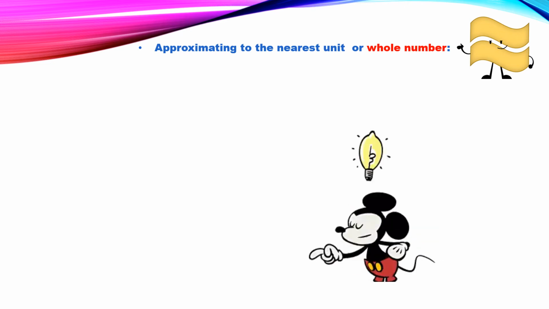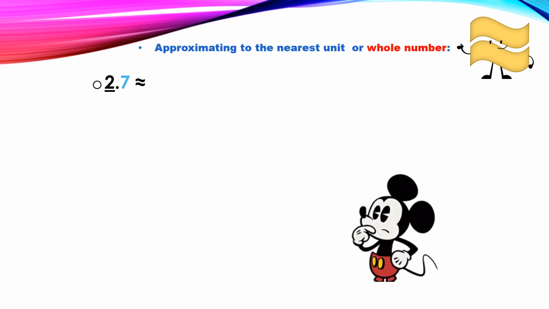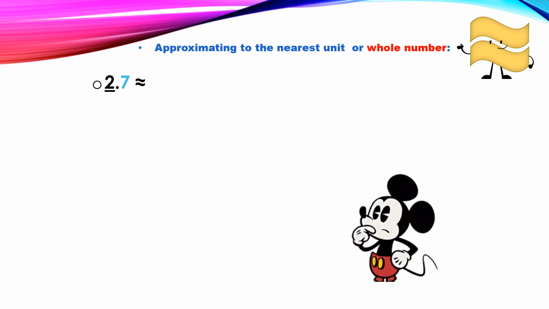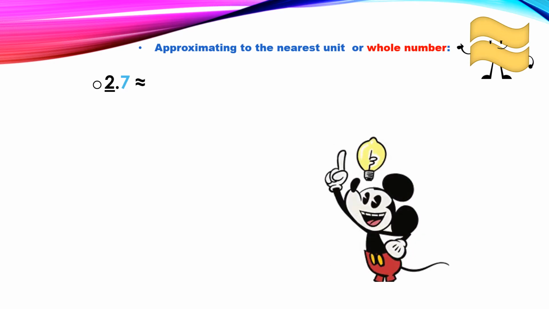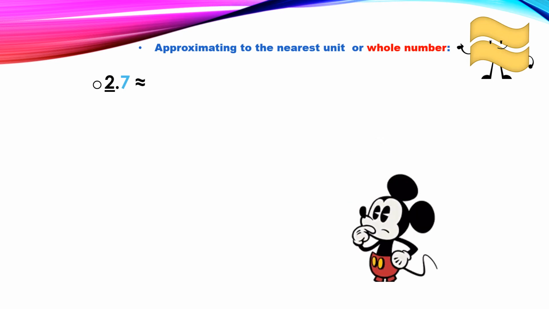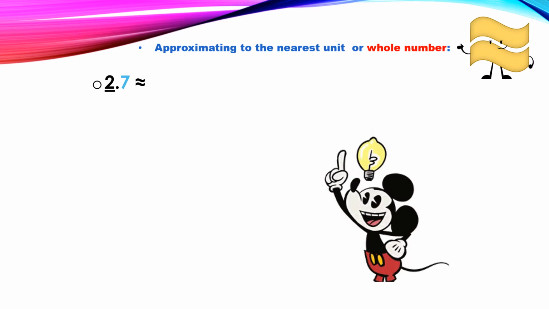Okay, let's start. 2 and 7 tenths. We can't neglect the decimal point or the digits after the decimal point, in any place: tenths, hundredths, thousandths. We can't neglect the decimal point from now. When we approximate to the nearest unit or tenths, we can't neglect the decimal point.